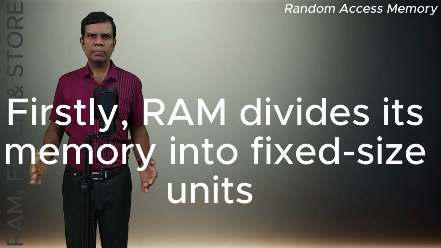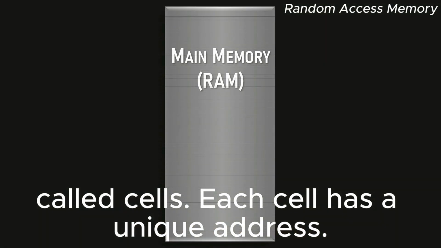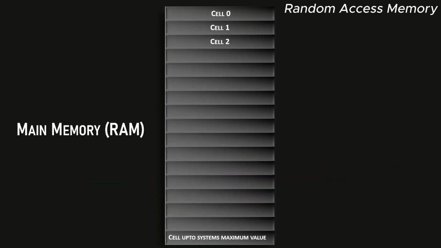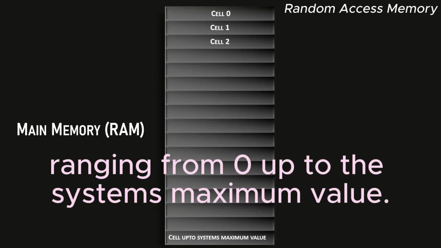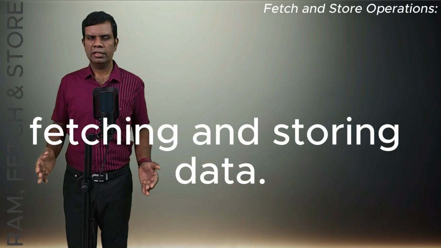Detailed characteristics of RAM. Firstly, RAM divides the memory into fixed-size units called cells. Each cell has a unique address. Think of each address as a number ranging from 0 up to the system's maximum value. Now, let's take a closer look at two fundamental memory operations: fetching and storing data.